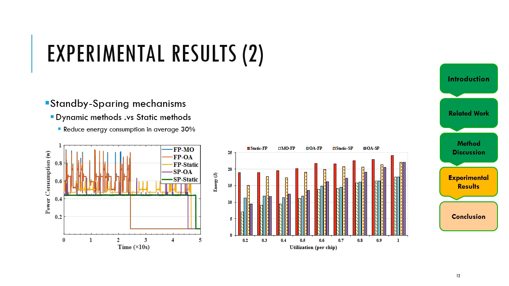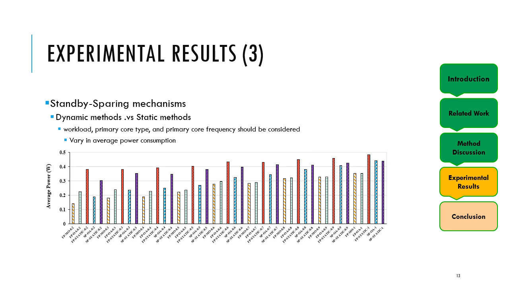As shown in the chart, methods that consider dynamic frequency for standby sparing techniques and perform overlap between primary and backup tasks can reduce energy consumption relative to the static selection method by an average of 13%. Also, as we can see here, the workload has a significant impact on deciding which method should be selected.